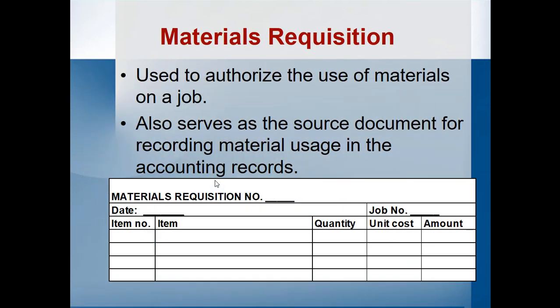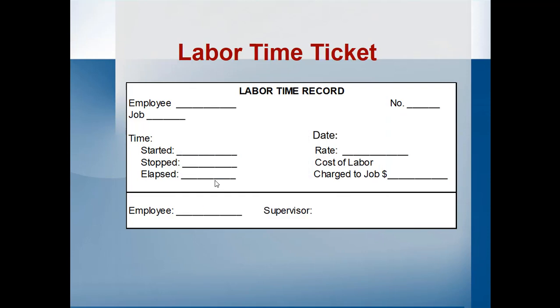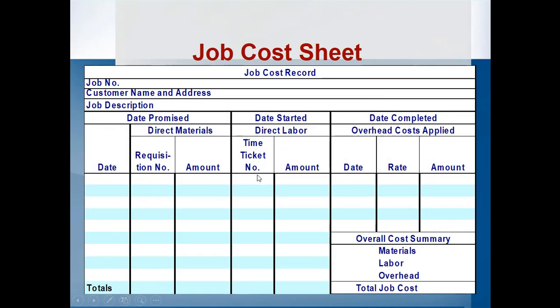The same thing with labor. At the end of a day, when somebody punches their labor time ticket for a manufacturing company, they have to say how many hours they spent working on these different jobs. So I worked on this job from this time to this time. That's this many hours. This is how much I make per hour. So this is the amount that's charged to that job. The employee will sign off on it, the supervisor will sign off on it, and then this labor time ticket again will reference back to this job cost sheet. So time ticket number 1, 2, 3, and the amount. All of these sheets work together so that we can keep track of the total cost of each of these jobs.